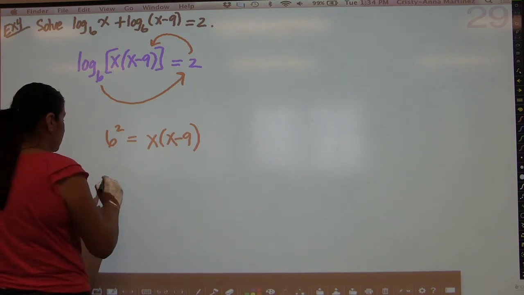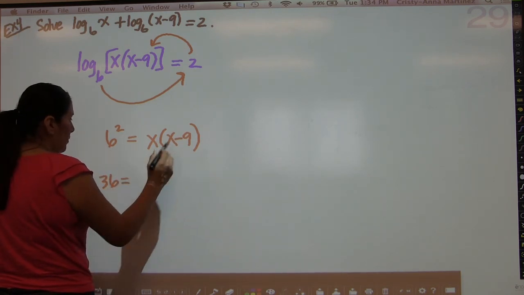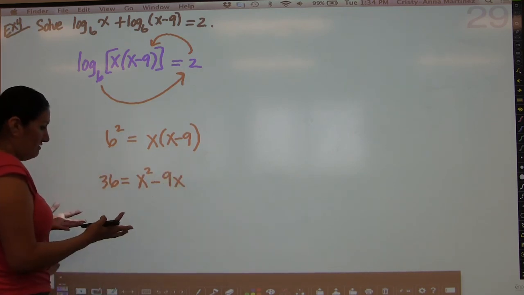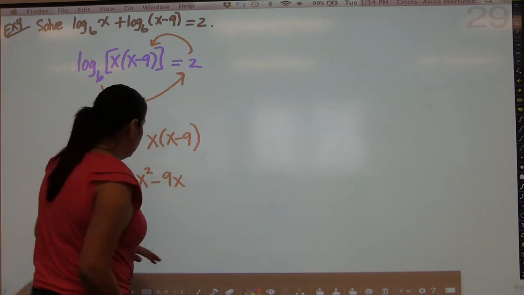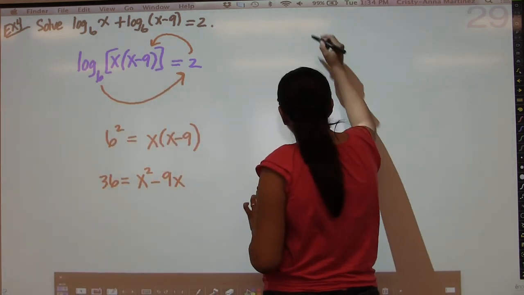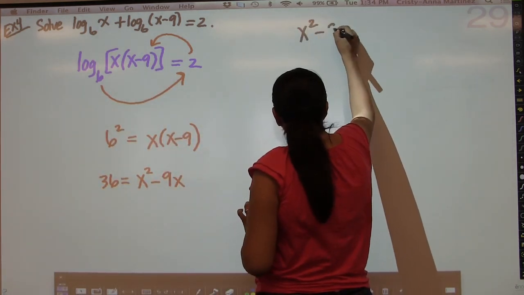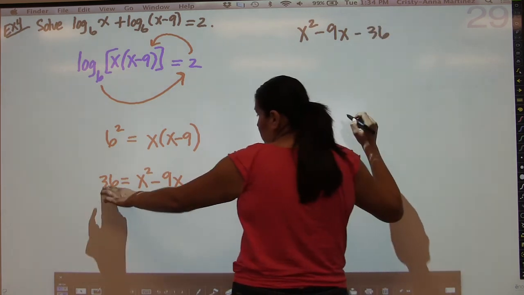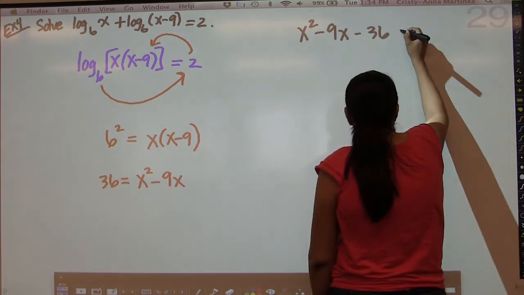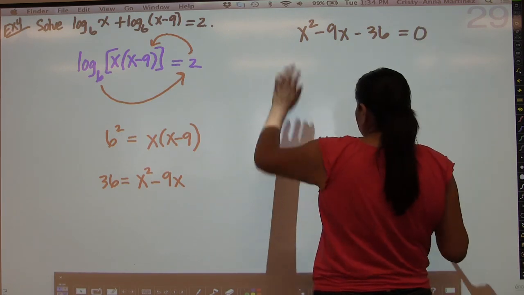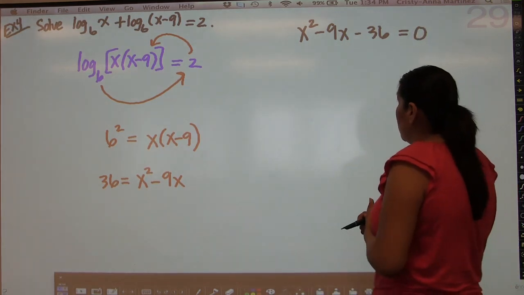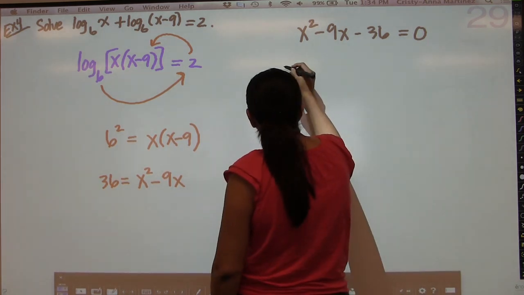6 squared is 36, and here we want to go x squared minus 9x, and then because this looks very quadratic, we want to move the 36 to the other side, so we're going to get x squared minus 9x minus 36, and I'm going to move the 36 to the side and it becomes negative, and it's going to equal 0. It doesn't matter if the 0 is on the left or the right, I'm going to put it on the right. And so now you have this quadratic, and you can try to factor it.